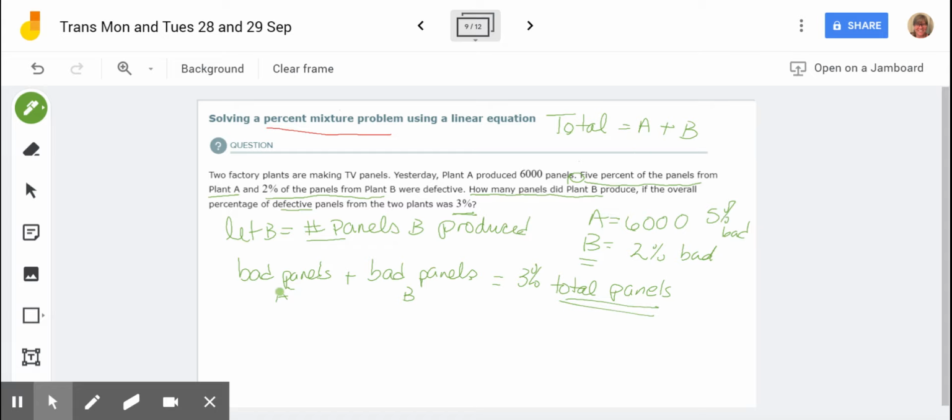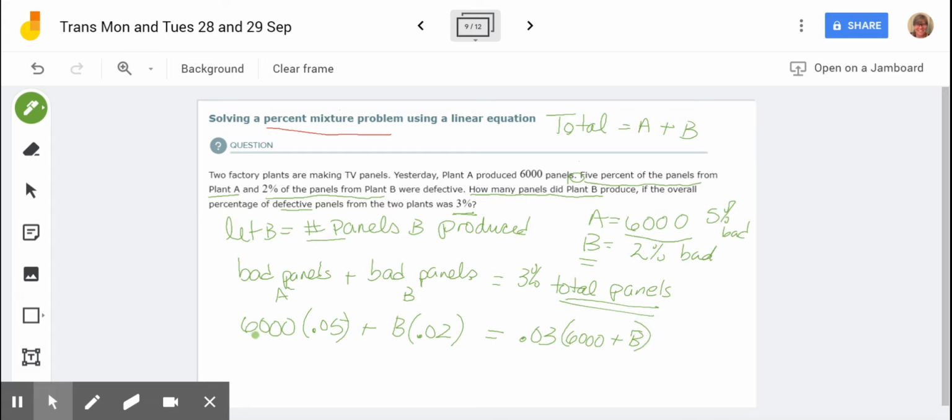So here we go. Bad panels from A is going to be 6,000 times 5% plus B. We don't know how many B produced, that's what we're looking for, but 2% of them are bad. That is equal to 0.03 times the total number of panels. Well, what's the total? A plus B. Well, A is 6,000, so it's going to be 6,000 plus B. And that's the equation that you're going to work with.